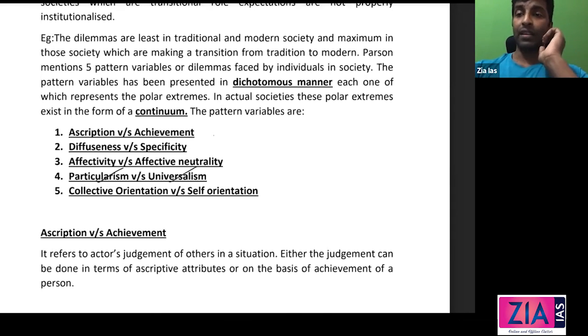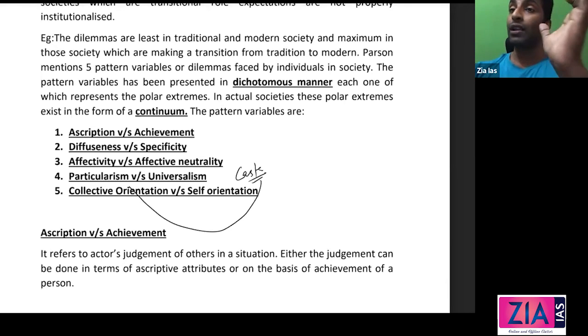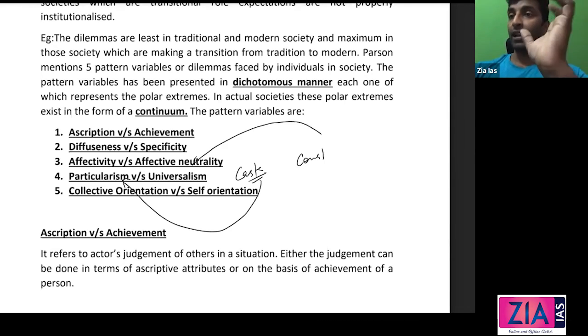Particularism, universalism, like whether it is universal values or particular values. You see, one example, caste values are particularistic values. Constitutional values, what is that? Universal values. So which type of values are followed in which kind of society?